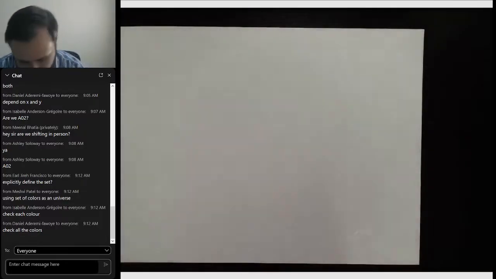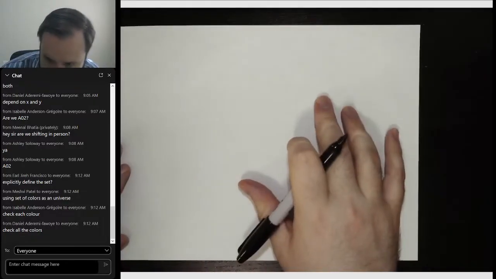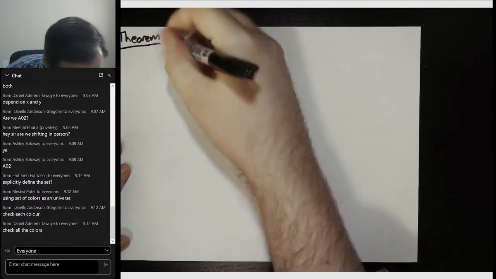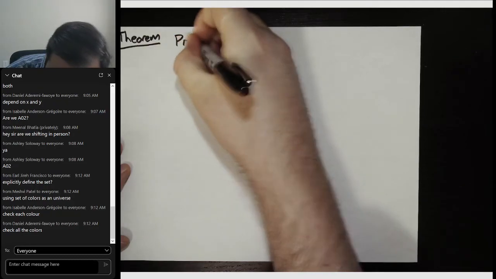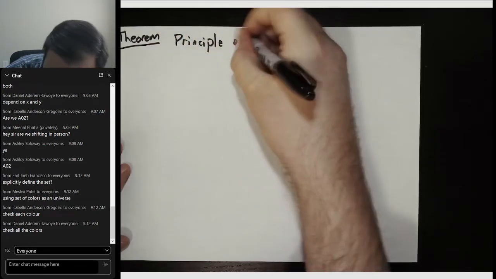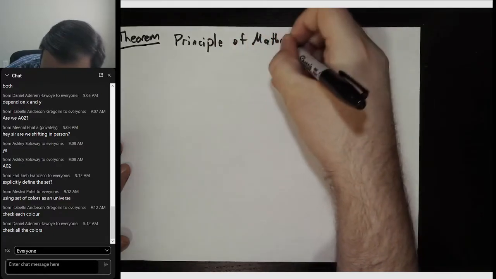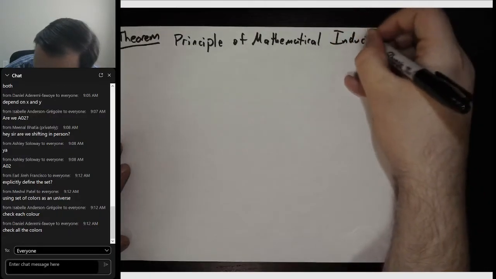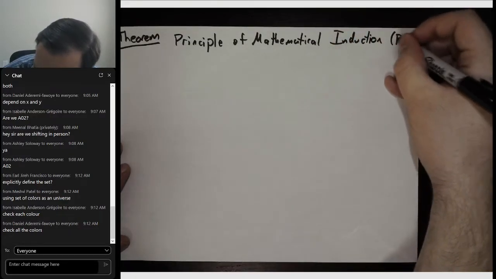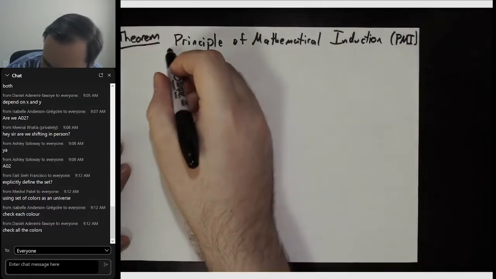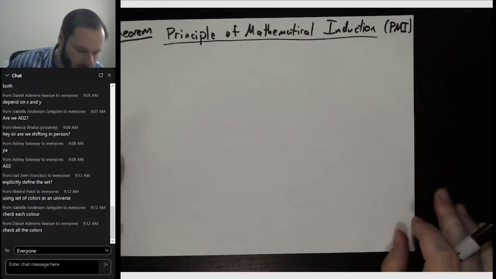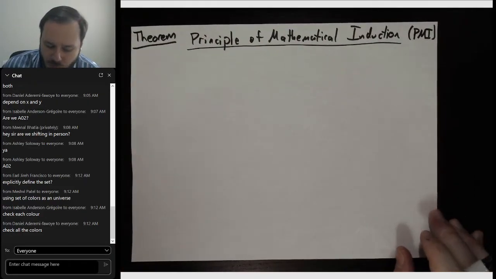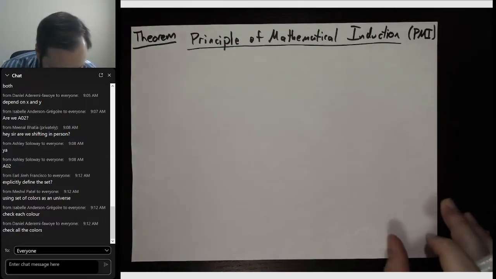So, theorem. The principle of mathematical induction, which is way too long, so we'll usually just write PMI. PMI is how we're going to do a proof by cases if there's infinitely many cases.